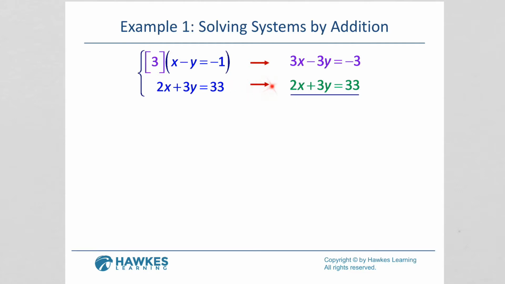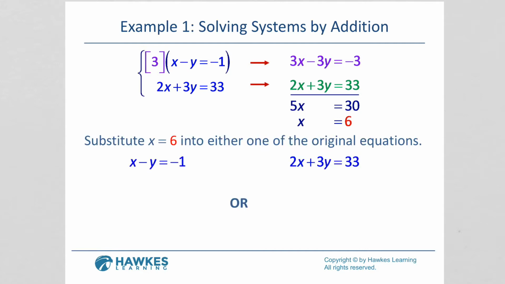Every piece: the x, the y, and your constant term on the other side of the equal sign. And then all I did in that second step is rewrite that second equation right underneath the first: 2x plus 3y equals 33. Now I'm going to add these two equations together. When I add these together, the -3y and the 3y add to 0, which leaves me with 5x equals 30. When I divide both sides by 5, that gives me x equals 6.